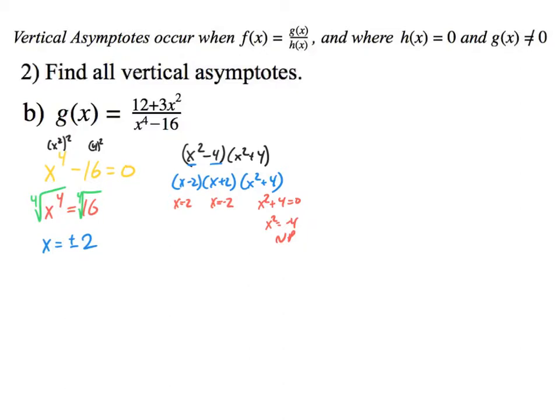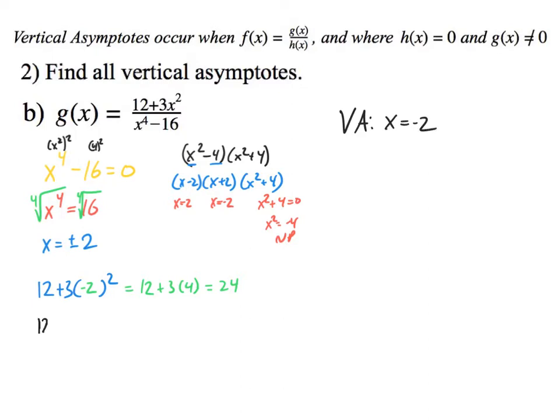So, my two answers. Let's see if both are vertical asymptotes. So we go to the numerator. So we're going to plug in to the numerator 12 plus 3 times blank squared. We're going to plug in, let's do negative 2. So what do we get there? That's 12 plus 3 times 4, which equals 24. So that equals a non-zero. So I do know my vertical asymptotes, I know one of them is going to be x equals negative 2.